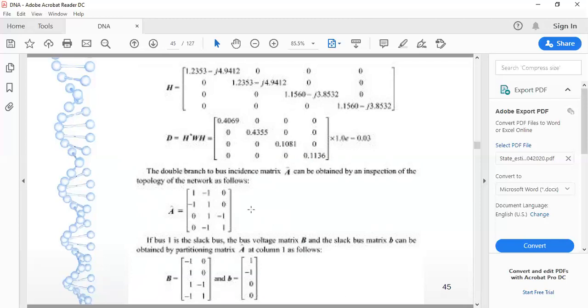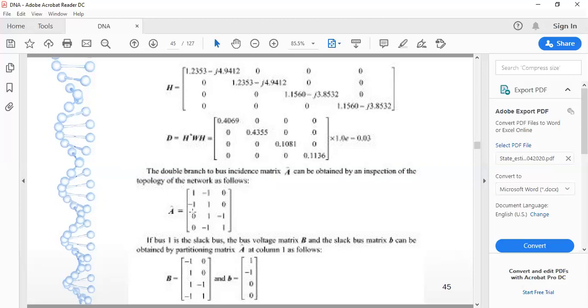So now let me discuss this first: the H matrix is derived by V1 divided by Z12, this is V2 divided by Z12, this is V2 divided by Z23, and this is V3 divided by Z23, and these are the results. I can easily determine the value of D, that is H transpose W into H, and these are my values. So after determining the value of H, I can easily determine the value of D.